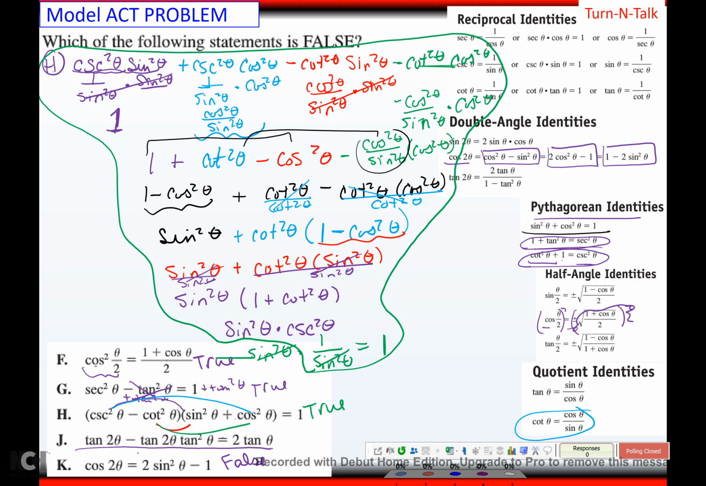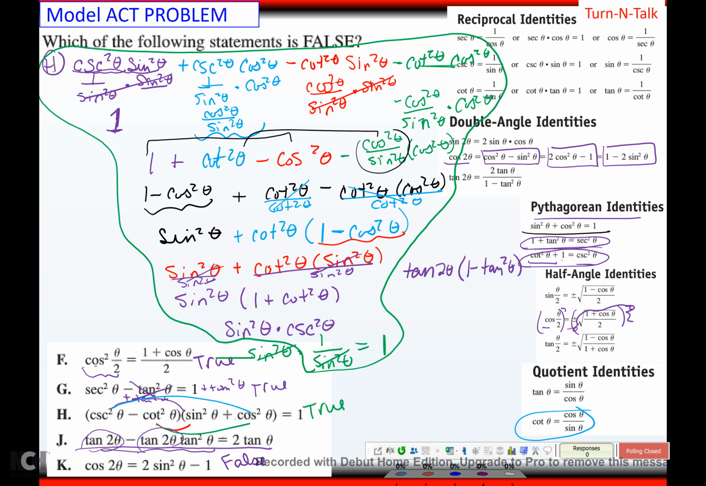Okay, well, I see tan 2 theta minus tan 2 theta tan squared theta equals 2 tan theta. Well, again, I'm just going to work on this side, and I see that they both have a tan 2 theta. So I'm going to factor that out, which would leave 1 minus tan squared theta.